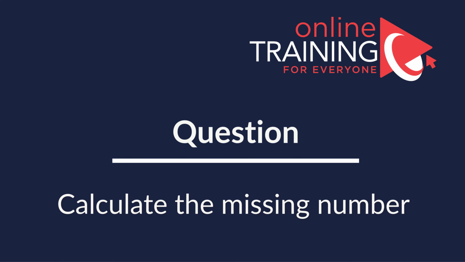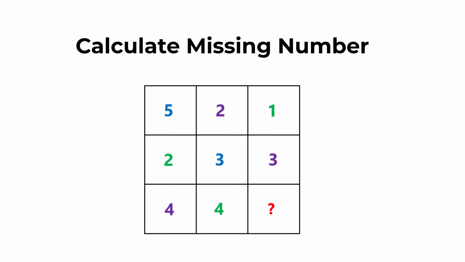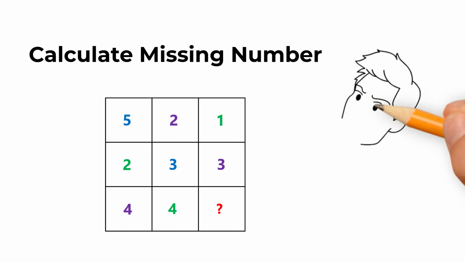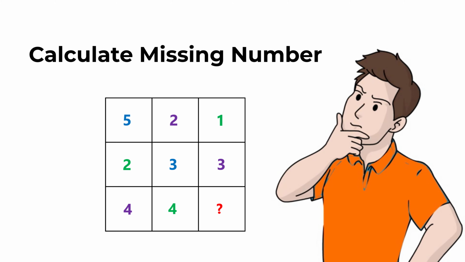Some of you might disagree, but calculating missing numbers is one of my favorite types of questions. A lot of times, you are presented with a 3x3 matrix, typically a square, which has small squares inside. In our case, we have numbers in different colors presented in the smaller squares inside the larger square. The numbers are 5, 2, 1, 2, 3, 3, 4, and 4.